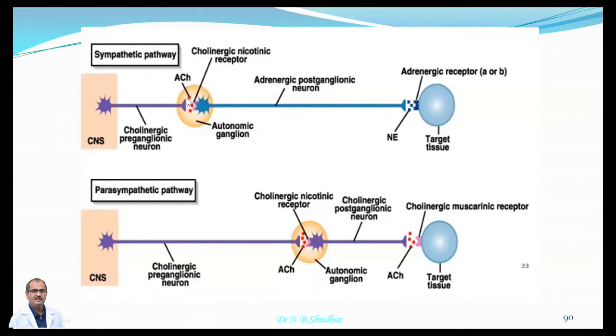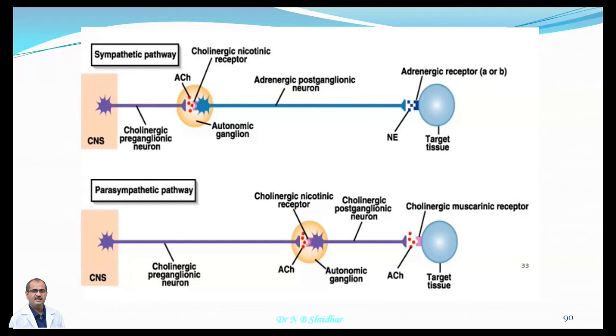And in most of the ganglia, the cholinergic nicotinic receptor is present, with acetylcholine as the neurotransmitter, especially in the autonomic ganglia of the sympathetic pathway. In the parasympathetic pathway, the preganglionic neuronal fiber is very long, and very near to the organ of innervation it has the synapse or ganglion. The neurotransmitter released is acetylcholine, and the target tissue has a variety of receptors, especially the N and M types of receptor.